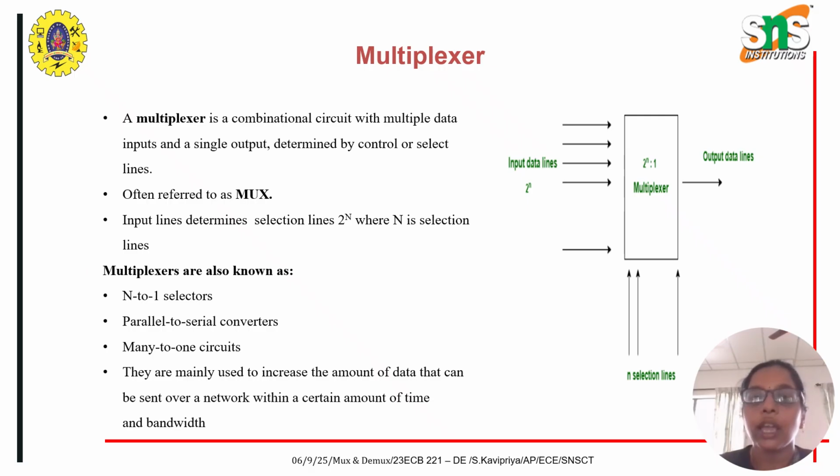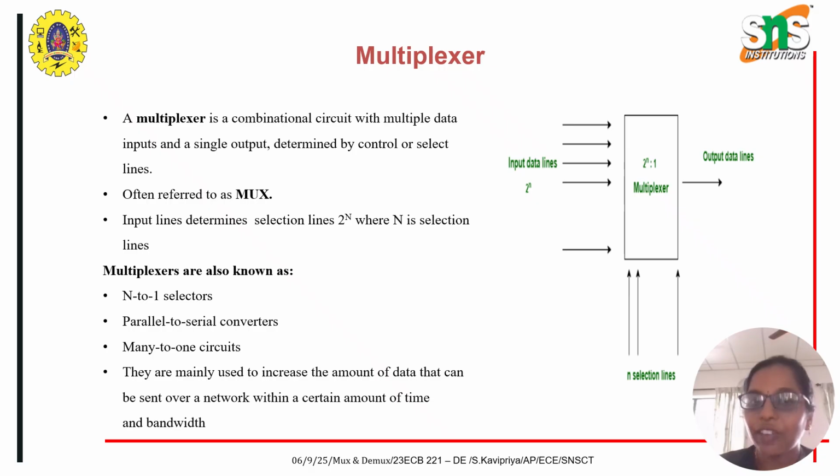For instance, if there are two inputs, then the two inputs are represented as 2 power 1 is equal to 2. So the n here is equal to 1, so the number of selection lines will be 1. If there are two inputs, there will be one selection line, and any one of the two inputs will be transmitted to the output line based on the selection line. So multiplexers are also known as n-to-1 selectors.